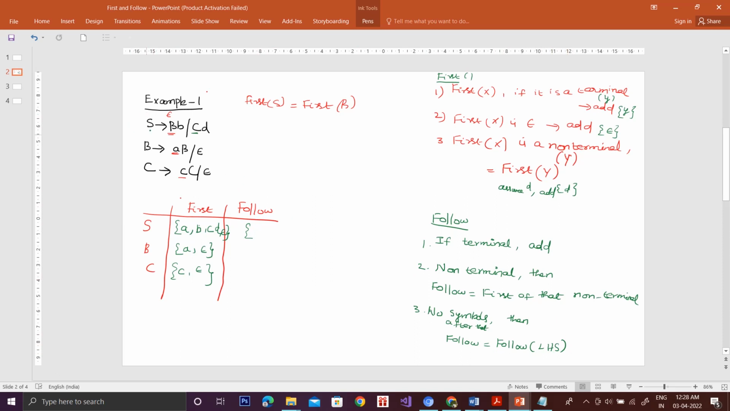So now we'll find out follow of S. We have to check on the right hand side, is there any S non-terminal? There is no such non-terminal, and S is the starting symbol, so add $.